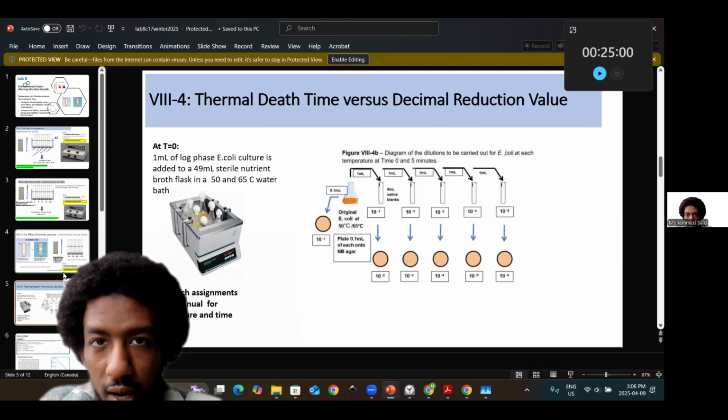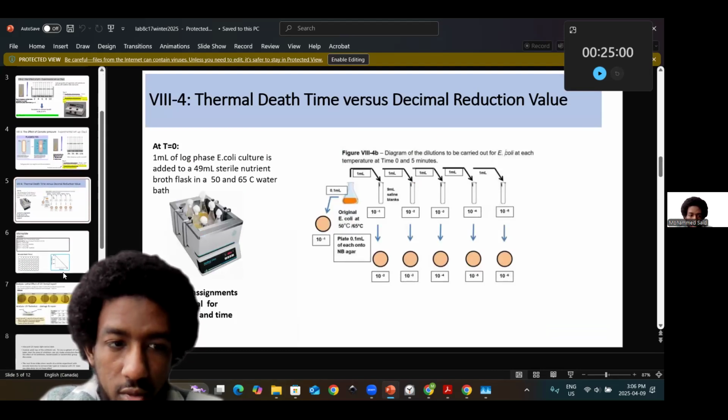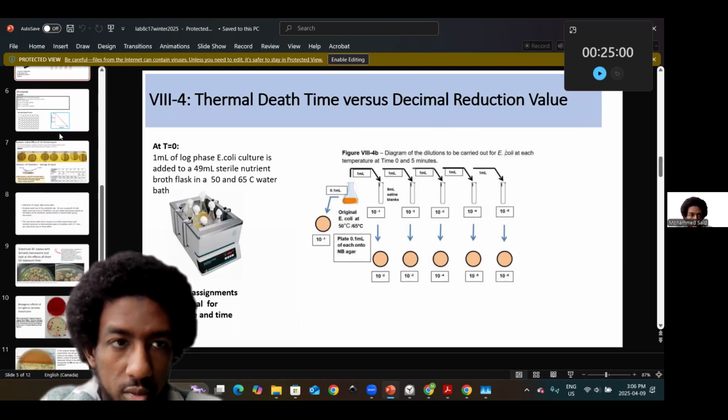And by the way, you would also blank your tubes for SPEC 20 analysis from the very beginning, as described previously.